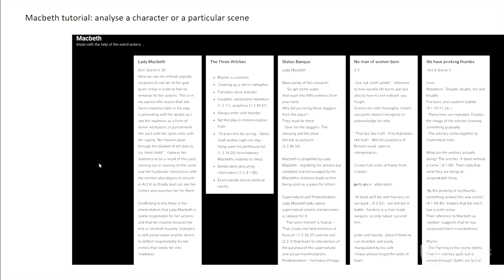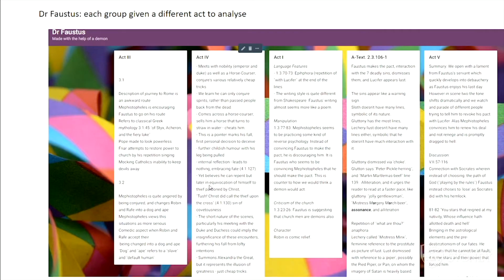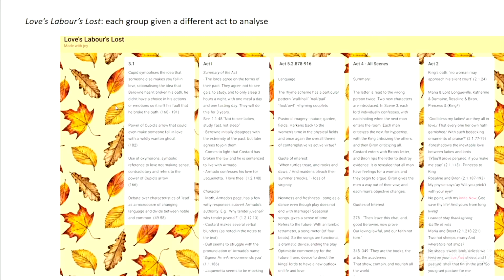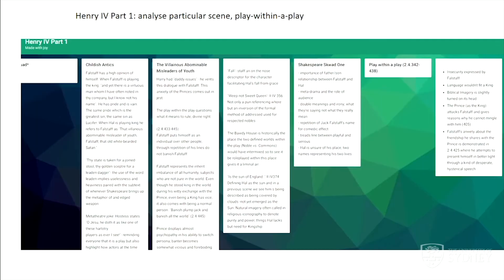Macbeth, they could pick a character or a particular scene to analyse. This is Dr. Faustus, they're given different acts. Love's Labour's Lost, again, different acts to analyse. And it's amazing how different it is. Every group will pick out different things to look at. Some of them have put quotes, which they've then discussed once they're at the front, or particular themes, characters, etc.